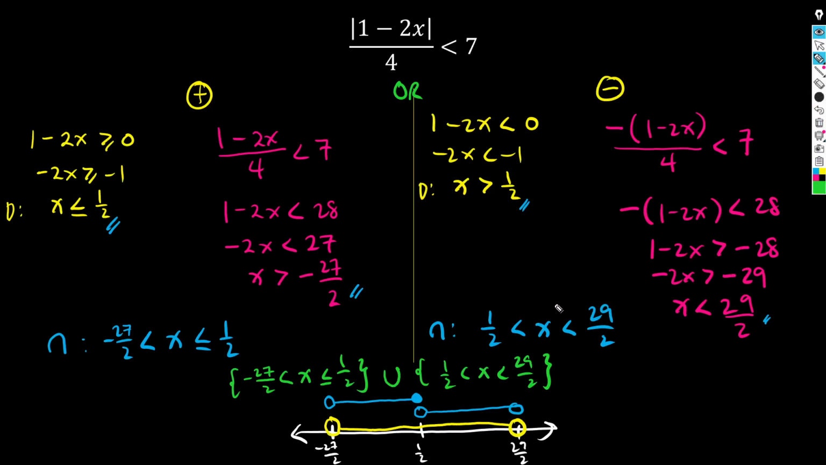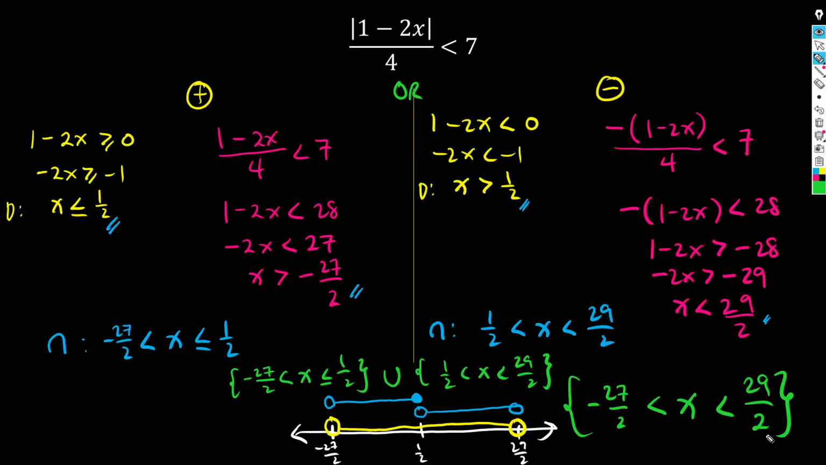the better final answer, the better way of writing the solution set of this absolute value inequality, would be x is greater than -27/2 and less than 29/2. That right there is the best final answer.